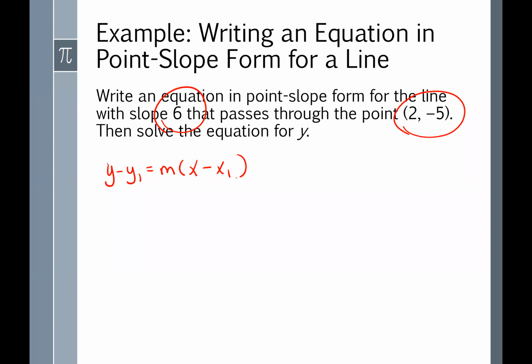Okay, so we're going to find the point slope form of the line with slope 6 that goes through the point 2, -5. So our point is 2, -5 and our slope is 6. So we're going to plug that in.